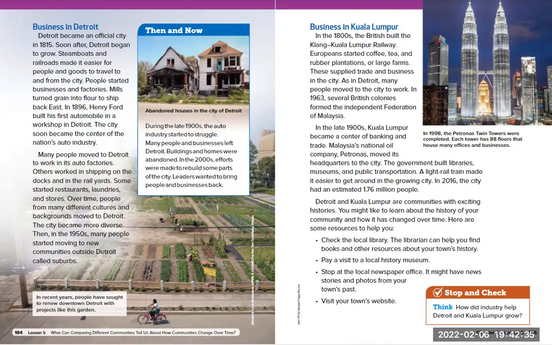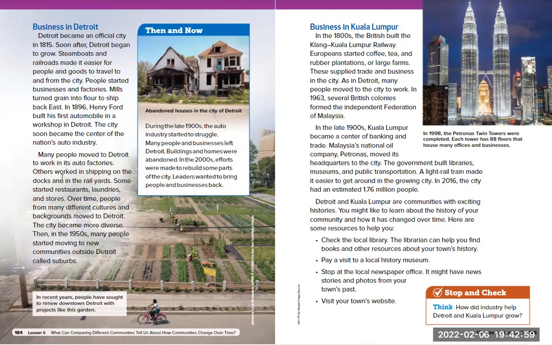In 1896, Henry Ford built his first automobile in a workshop in Detroit. The city soon became the center of the nation's auto industry. So do you remember when I was asking earlier about who was the person that helped create automobiles and make them affordable for regular people? We have the answer right here, Henry Ford.